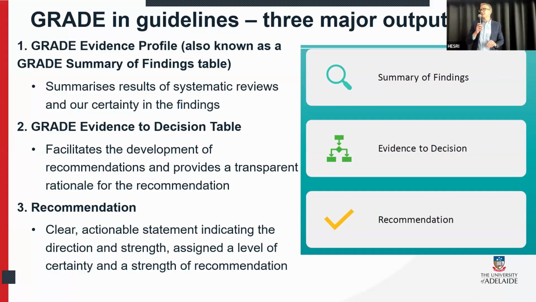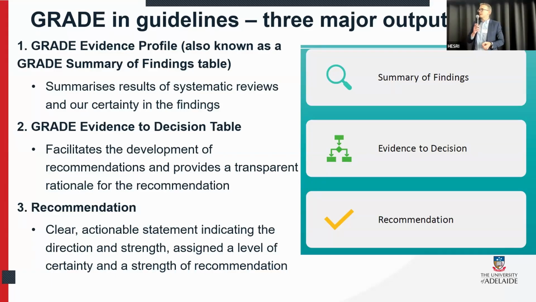And within these summary of findings tables, we show or explain why we may have downgraded our certainty in the evidence, transparently report the reasons why we did this, and also present the results from our systematic review in a way that's easier to interpret.